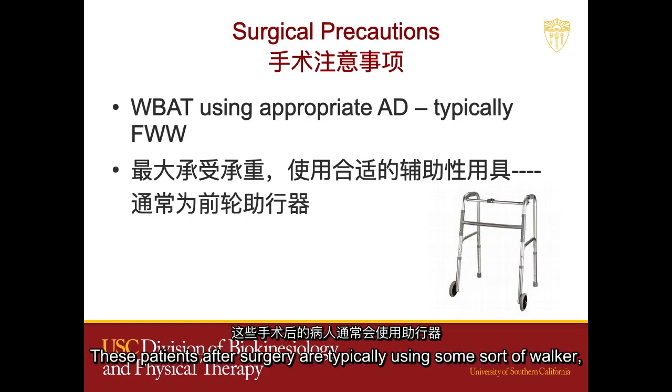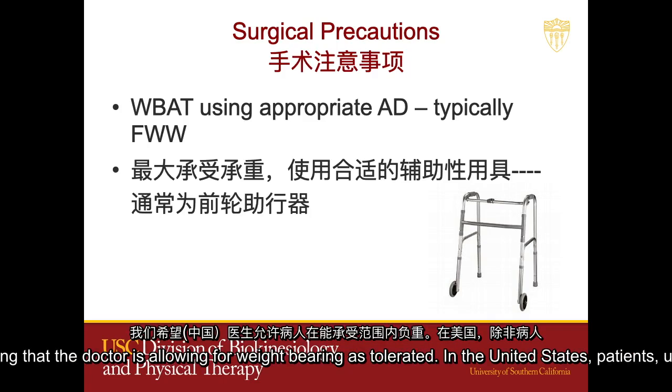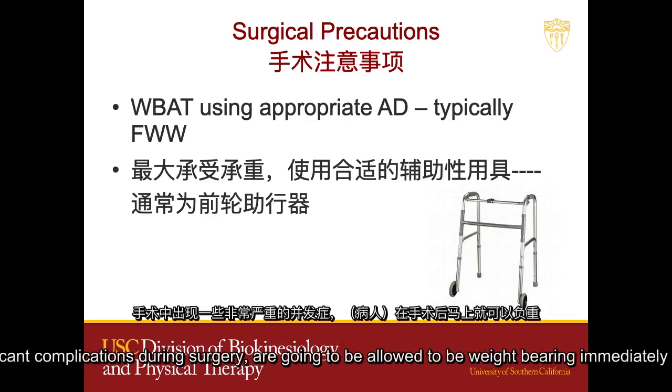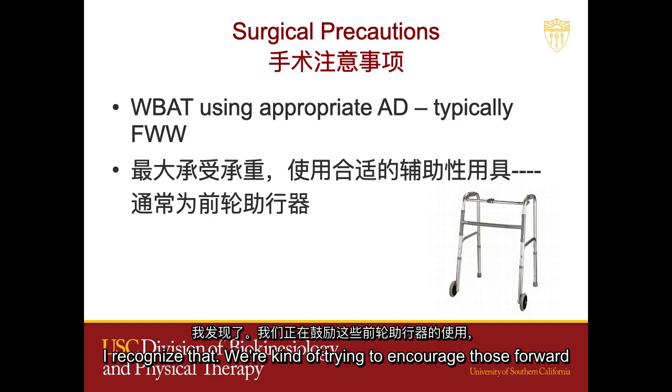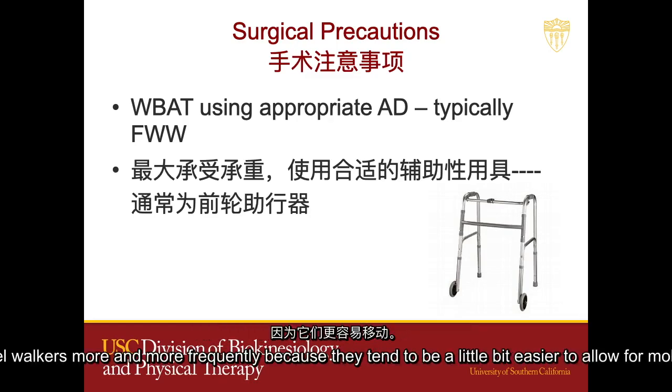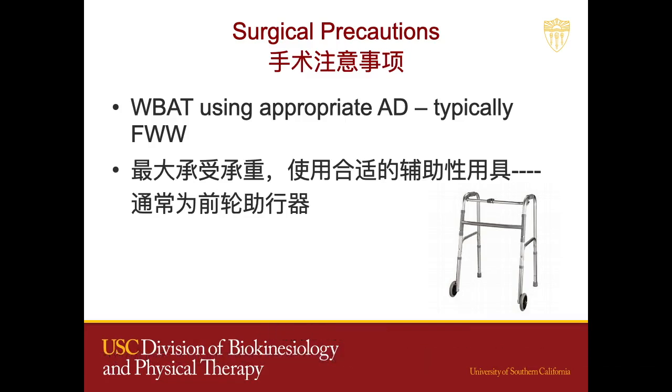These patients after surgery are typically using some sort of walker, and we're hoping that the doctor is allowing for weight bearing as tolerated. In the United States, patients, unless they had some very significant complications during surgery, are going to be allowed to be weight bearing immediately following surgery. Forward wheel walkers are what are most likely used. That's not always the case in China. I recognize that. We're kind of trying to encourage those forward wheel walkers more and more frequently because they tend to be a little bit easier to allow for mobility.